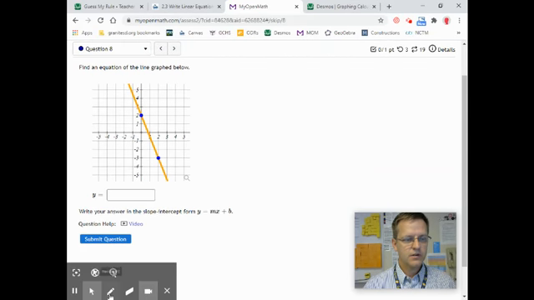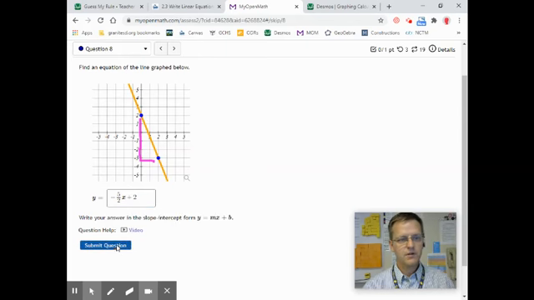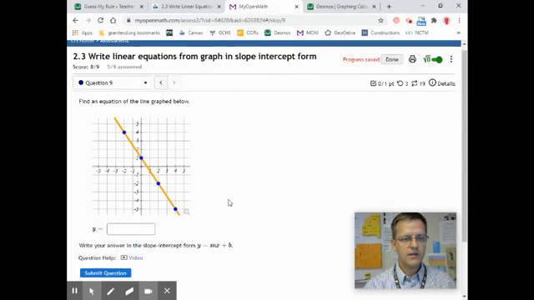How about this one? This one is going down 5 over 2. So we would put down 5 over 2x. And where does it start? At 2. Okay. All right, and last one works the same way.